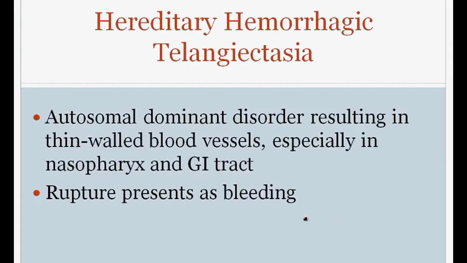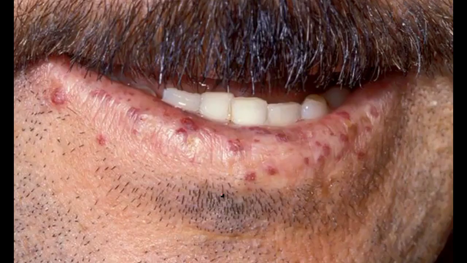Hereditary hemorrhagic telangiectasia. This is a hereditary disorder in which patients have telangiectasias, and telangiectasias are dilated, thin-walled blood vessels. Now, this is autosomal dominant. It particularly occurs in the nasopharynx and the GI tract, and when these telangiectasias rupture, the patient presents with bleeding. Here's a classic picture of a patient with hereditary hemorrhagic telangiectasia, and these little red areas here represent the telangiectatic blood vessels. Again, anywhere from the oropharynx/nasopharynx through the GI tract, so it's a cause of bleeding in the GI tract.